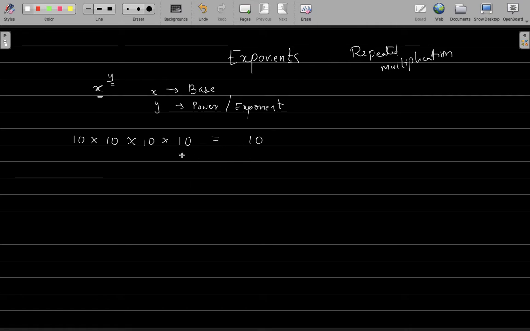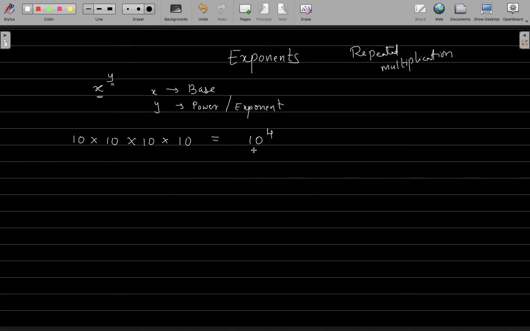Base is that number, this base, that is x, is that number which gets repeatedly multiplied. Here 10 is getting repeatedly multiplied with itself. So you write this 10 as the base. And y is the power or exponent. This tells you the number of times it is getting multiplied. Here how many times is it getting multiplied? 4 times. So we will write it as 10 power 4, and we read it as 10 power 4 or 10 raised to the power 4.